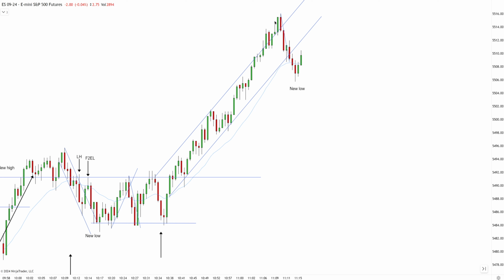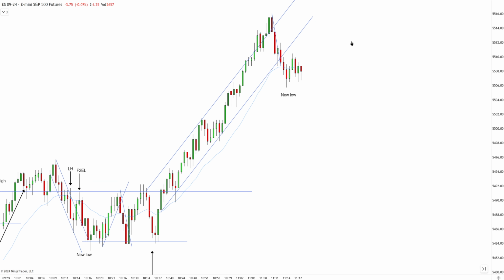So due to the overshoot and due to the fact that you broke below EMA, I want to see a higher low above EMA, confirming the second entry long and confirming the fact that we need to get a new high.